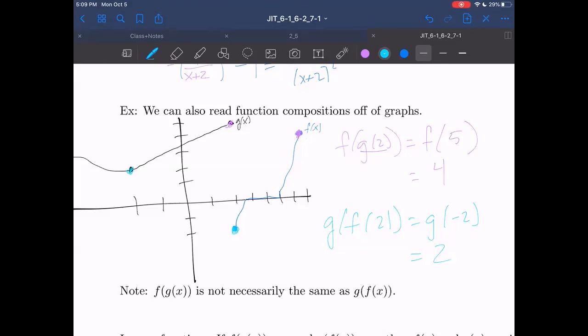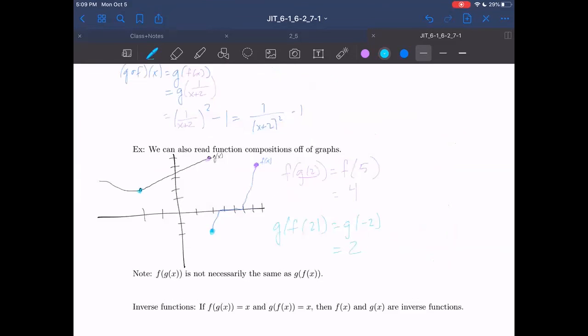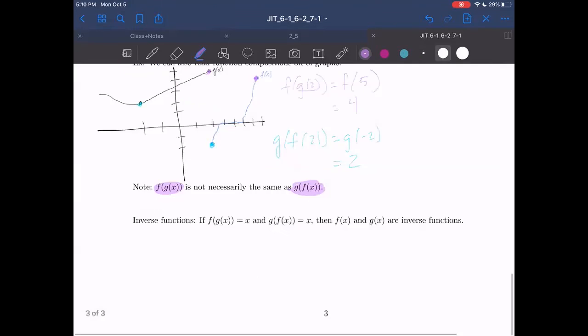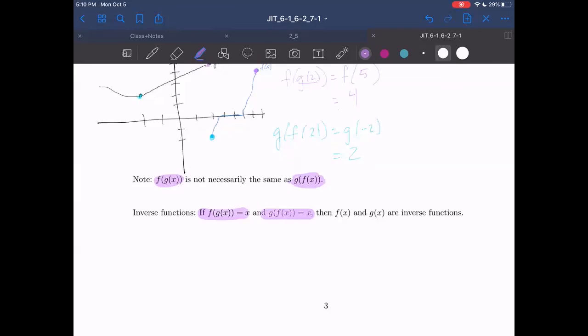All right, now something to note. f of g of x is not necessarily the same as the reverse. They don't have to be the same, and a lot of times they won't be the same. In fact, there's a special case: when they both equal x, then we know that f and g are inverse functions. We'll talk about inverse functions a little bit more later, but just know they're connected to composition. All right.